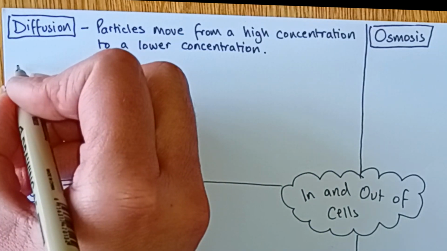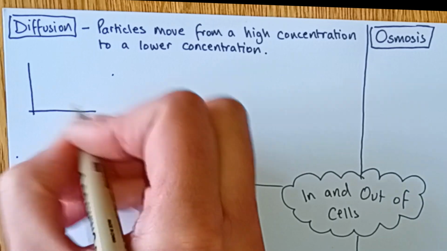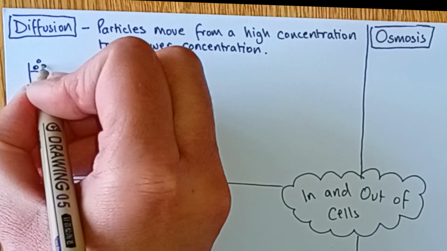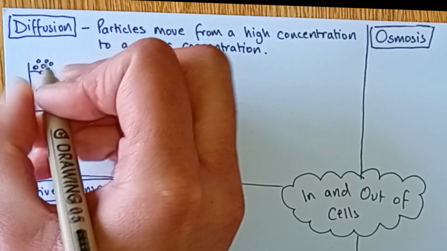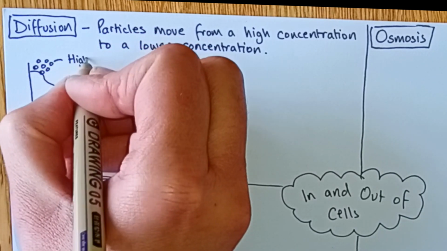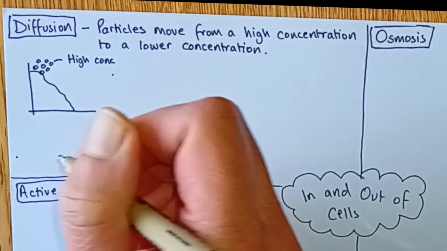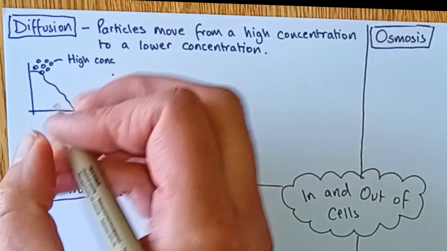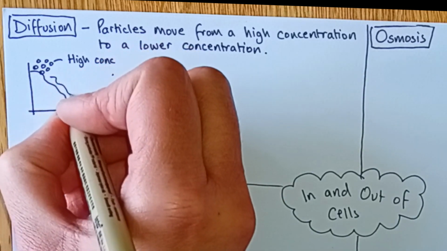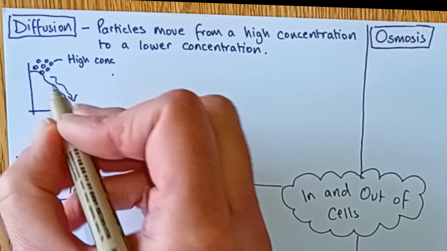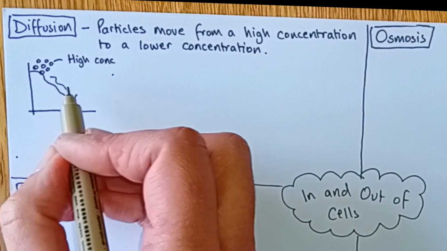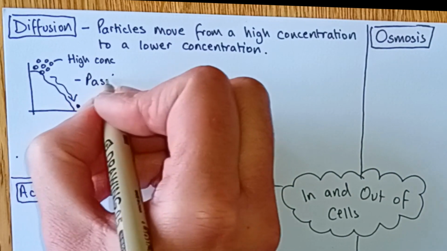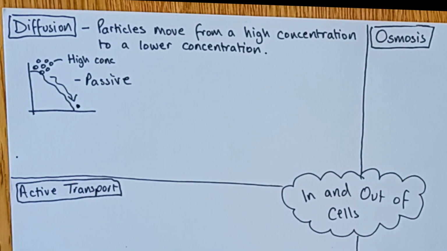So if we were drawing it like a hillside, diffusion would be, we've got lots of particles all together in a high concentration. And because they are moving, because all particles are moving, some will break through and they'll move around. This happens in liquids and gases, and they will start to spread out. And that would be diffusion. All right. So they're doing it without energy.